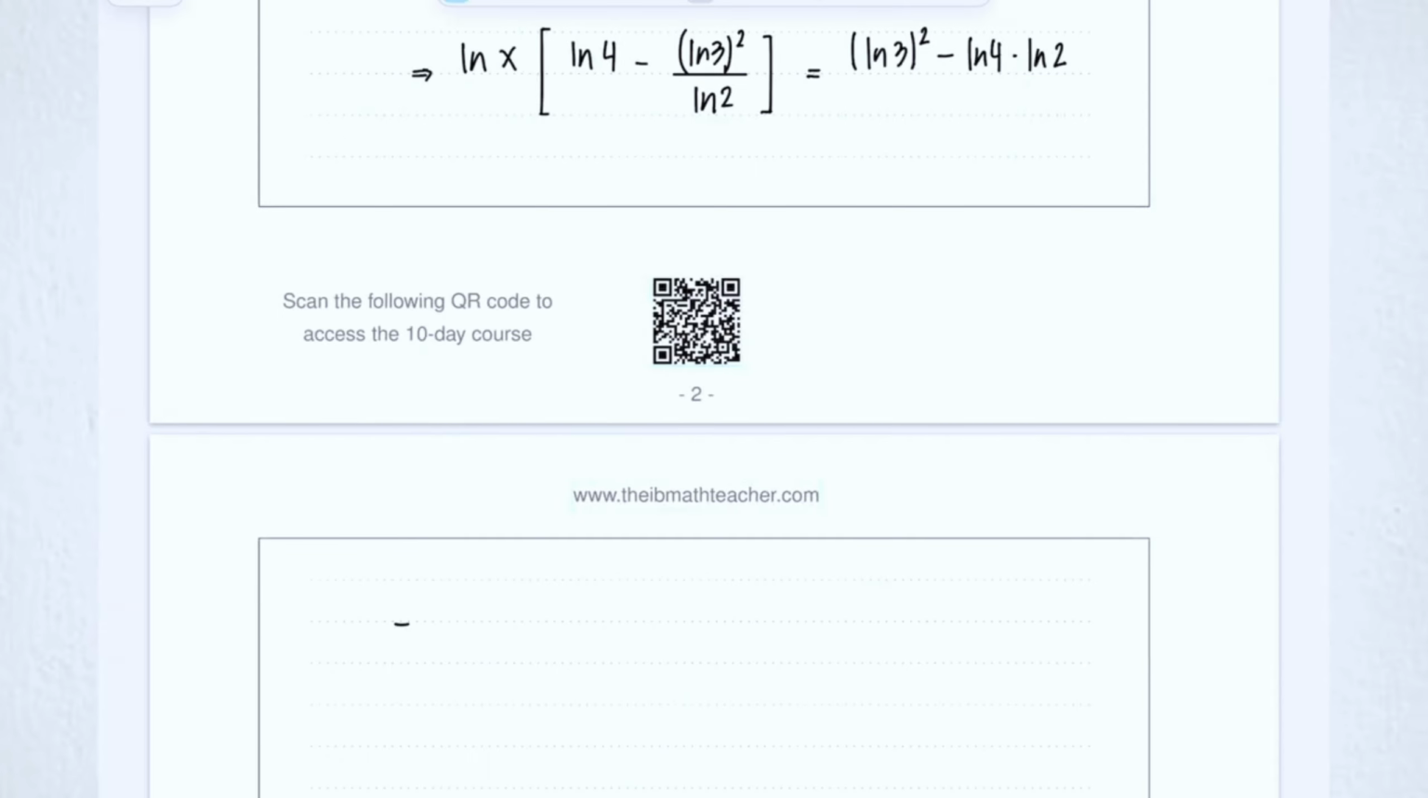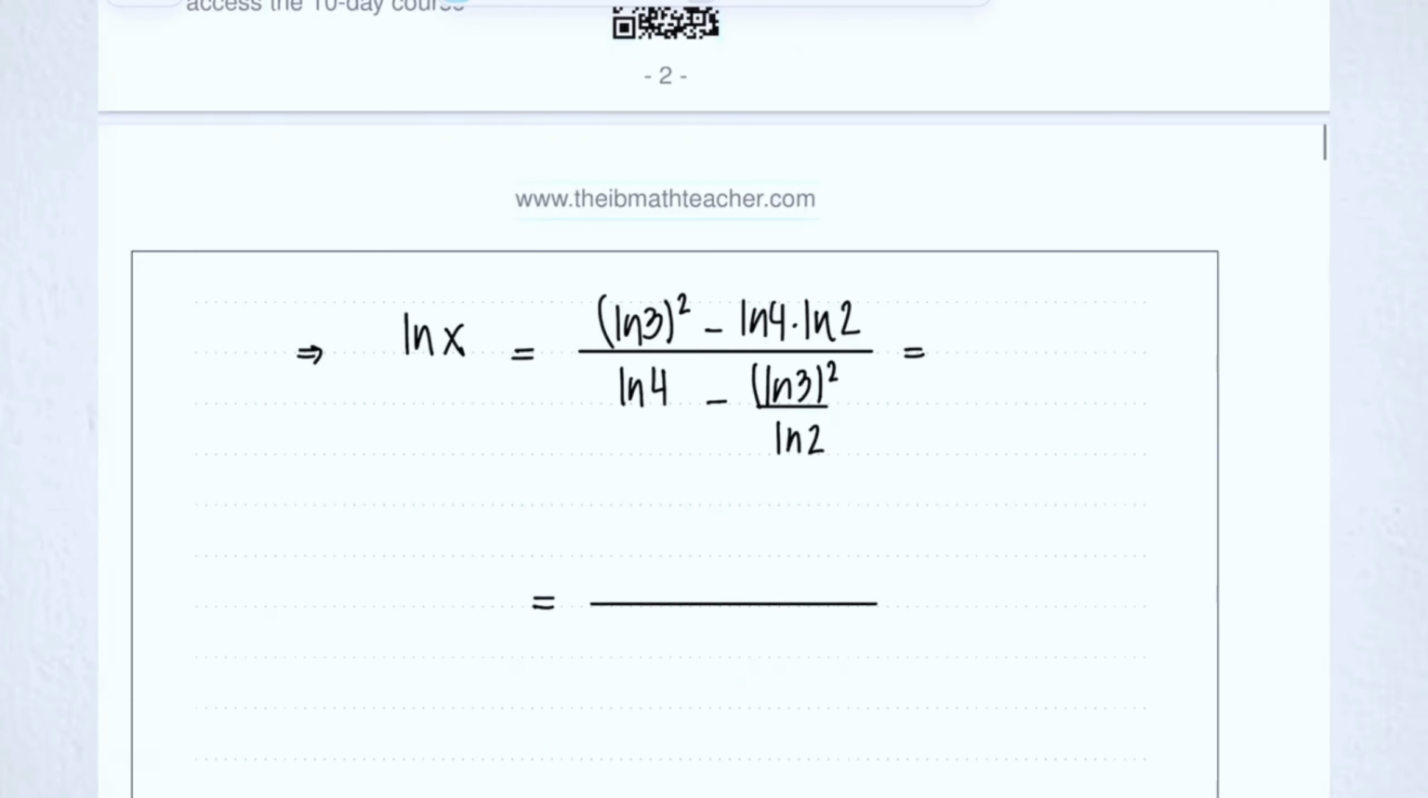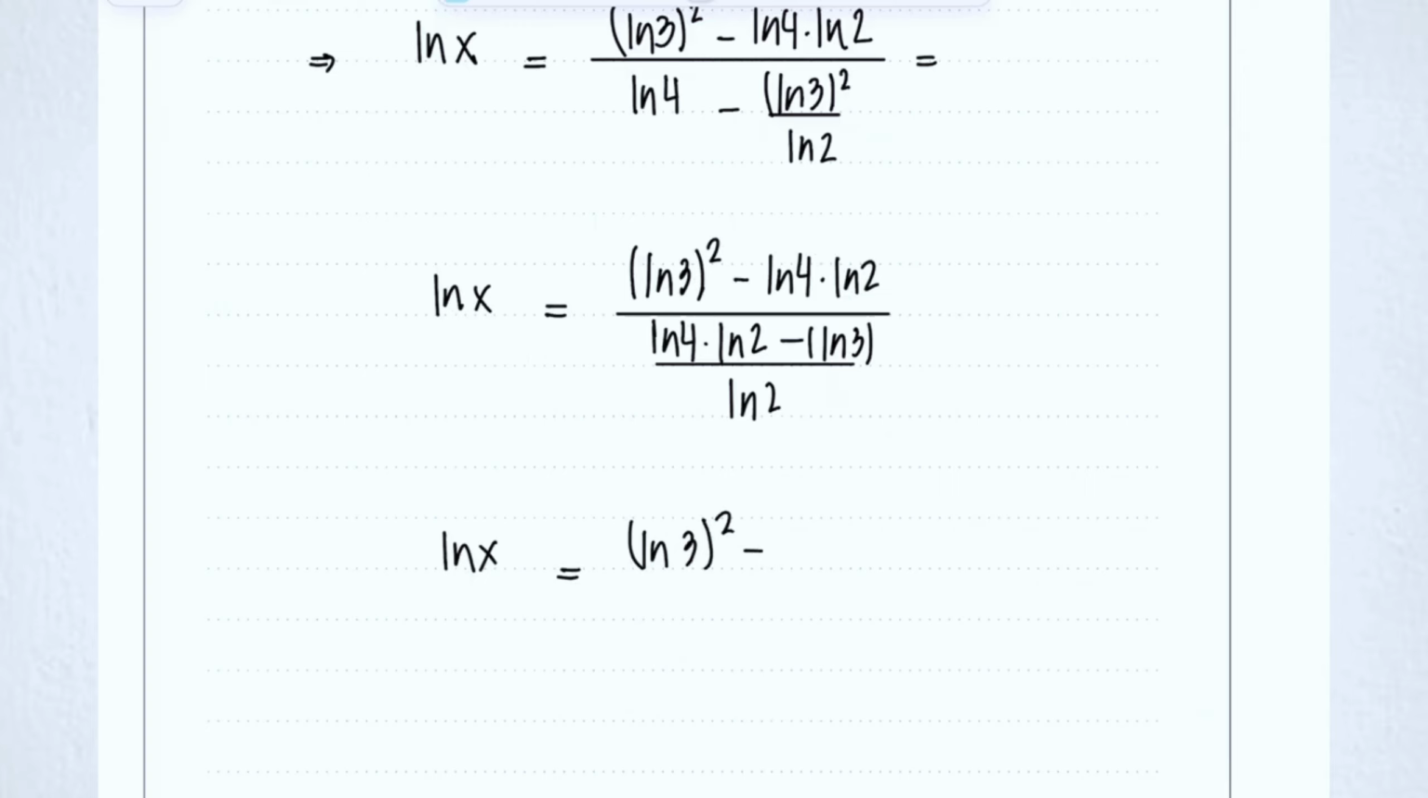Now when you get to this in an IB exam, you're probably thinking about giving up or that something is off. But trust me, we're going to get some friendly numbers as results. Let's just continue. Dividing both sides by ln of 4 minus ln of 3 squared over ln of 2, we get ln of 3 squared minus ln of 4 times ln of 2 over ln of 4 minus ln of 3 squared over ln of 2. We can write the denominator as ln of 4 times ln of 2 minus ln of 3 squared, everything over ln of 2. And in the numerator, we get ln of 3 squared minus ln of 4 times ln of 2, which means that we can simplify lots of terms.